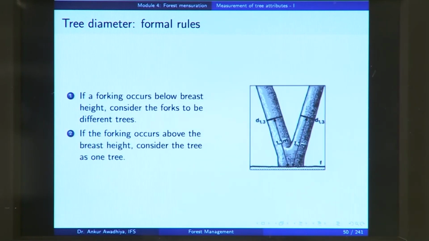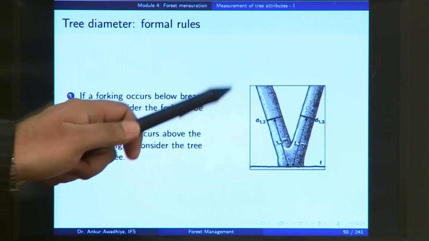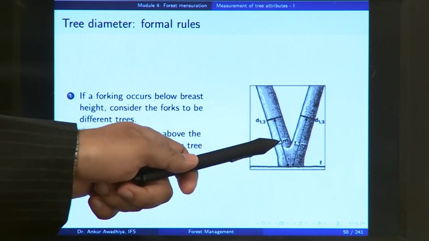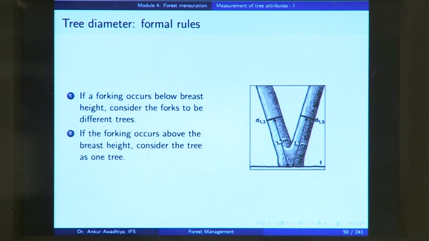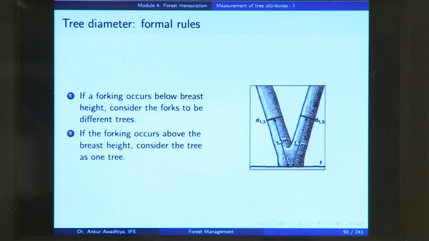Now, what if your tree is having a forking? If you have a forking that occurs below the breast height, consider the forks to be different trees. So, here we are seeing a tree that has a fork, but if this fork is originating at a height that is less than the breast height, in that case you will consider these as two trees and you will take two different measurements and you may call them d1 and d2.